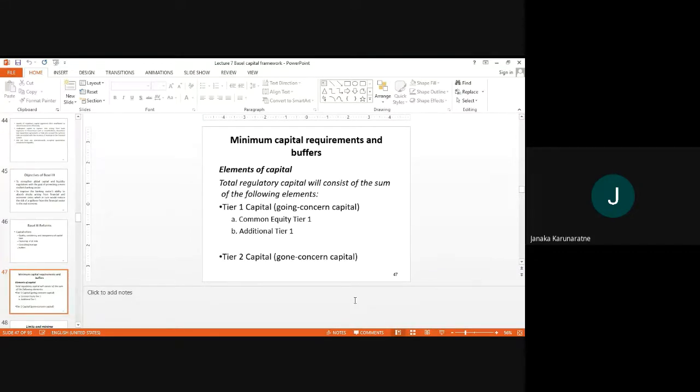But then, when considering the quality of the capital, Basel III suggested that Tier 1 capital be further divided into two components, that is Common Equity Tier 1 capital and Additional Tier 1 capital. So it's a further improvement on the quality side. Tier 1 capital is anyway quality capital, but Basel III suggested, to ensure further strengthening, let Tier 1 be subdivided into Common Equity Tier 1 and Additional Tier 1, right? Then Tier 2 remains as it is.